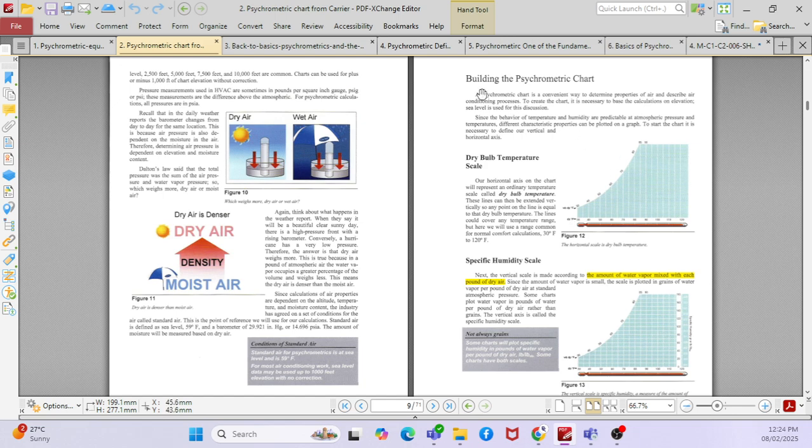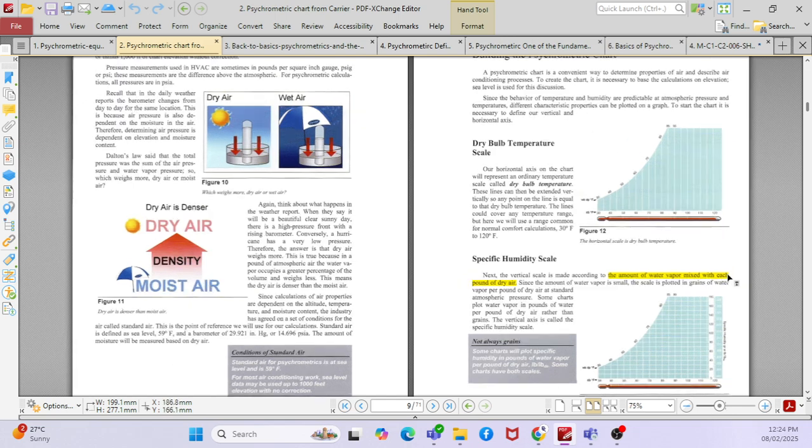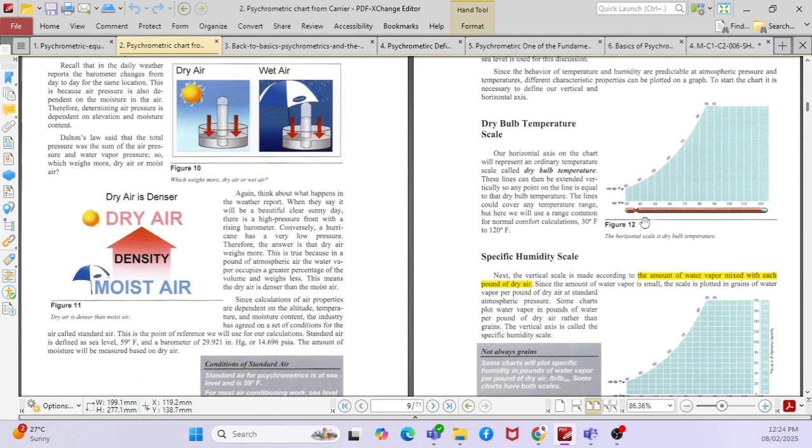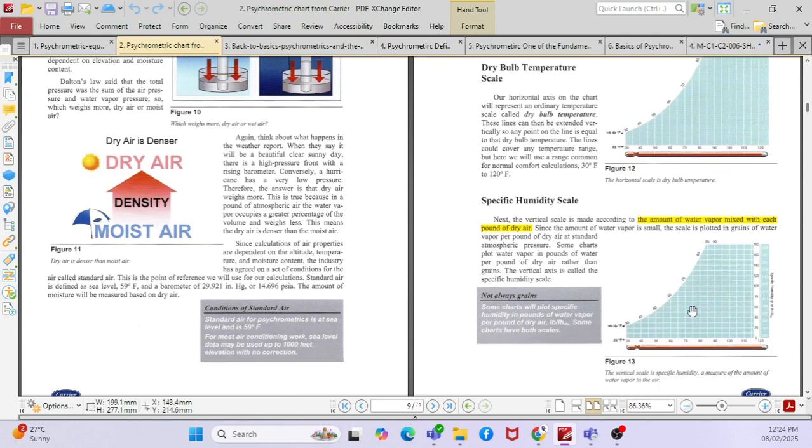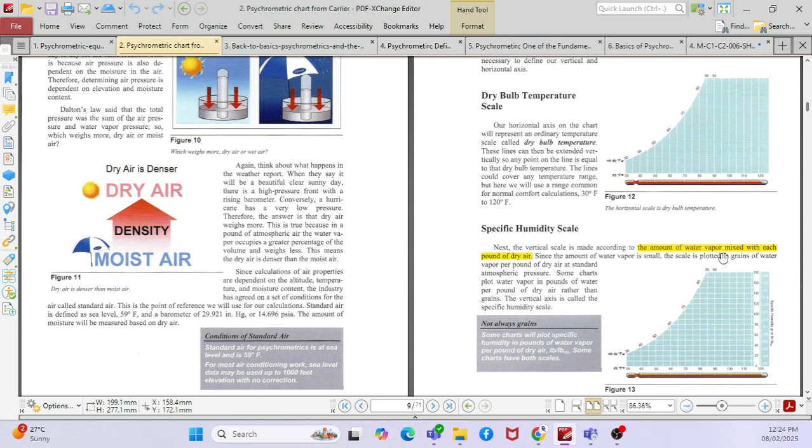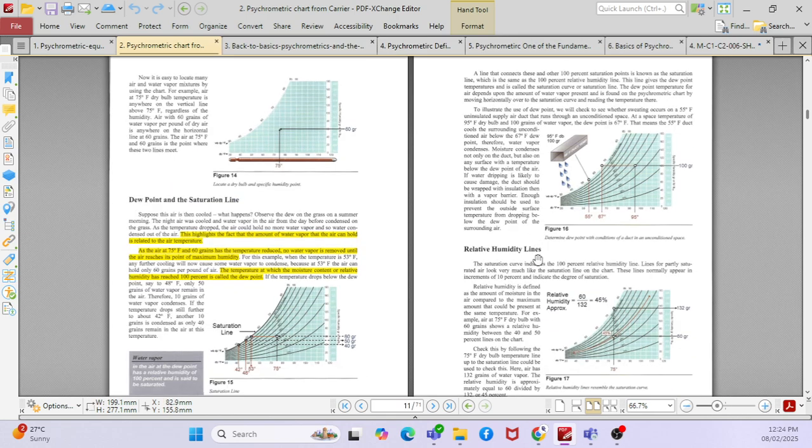Okay, so you can talk about building the psychrometric chart. Say for example you have a dry bulb temperature scale. This is the dry bulb temperature scale. Okay, this is the specific humidity. You can see the detail, the amount of water vapor mixed with each pound of air. Okay, then we will talk about dew point and saturation line.